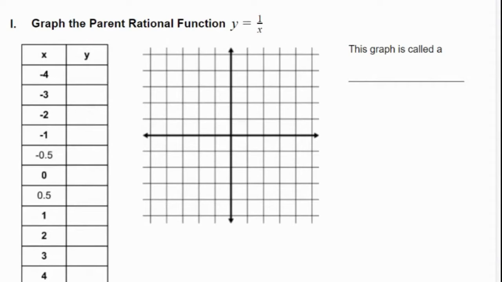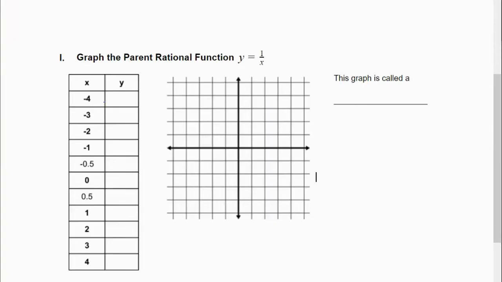And our simplest rational function that we could ever create is 1 over x. Notice how x is in the denominator of this fraction. So let's fill in our table. And again, we have 1 over x as our function.